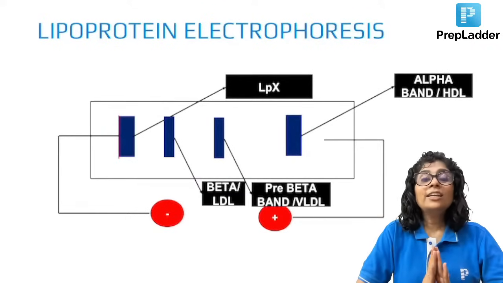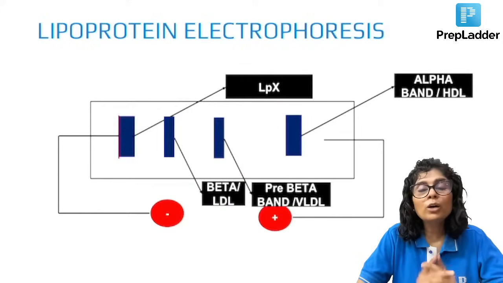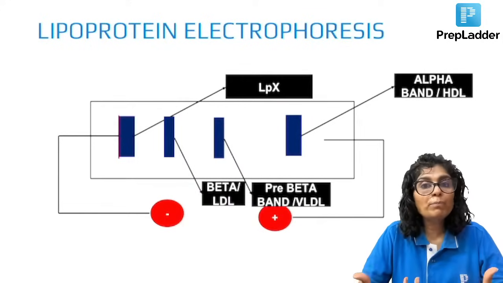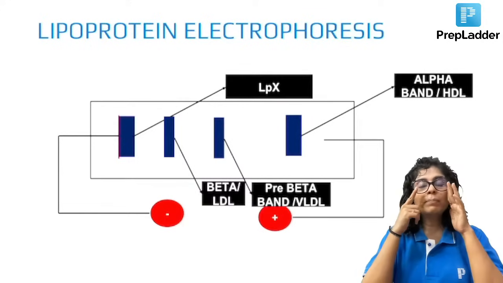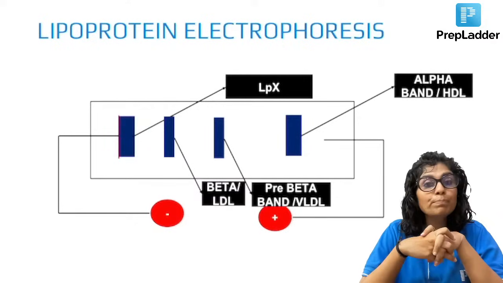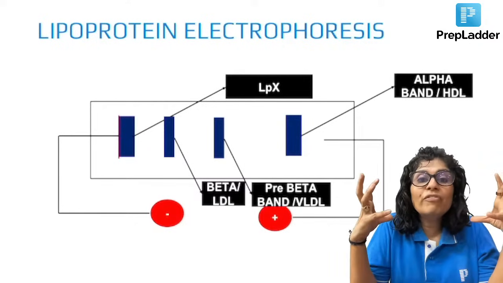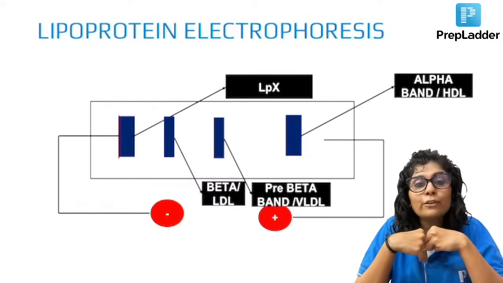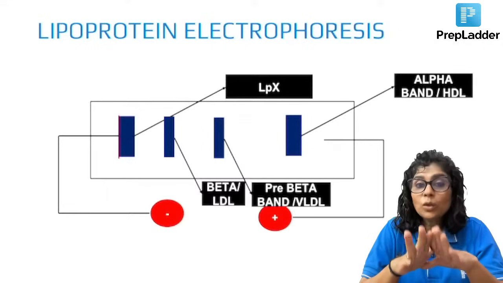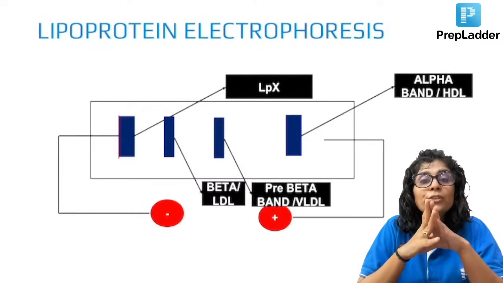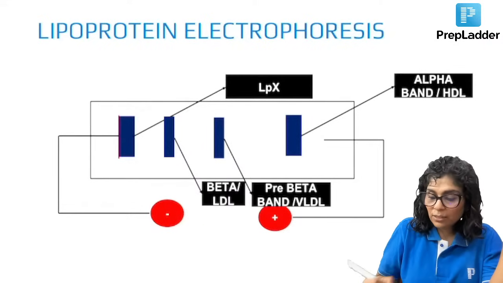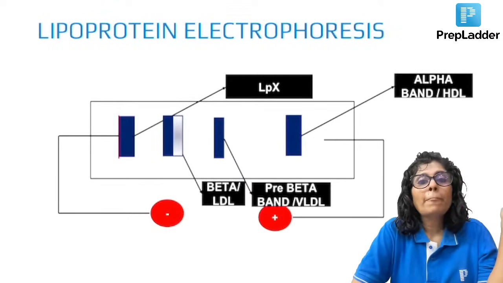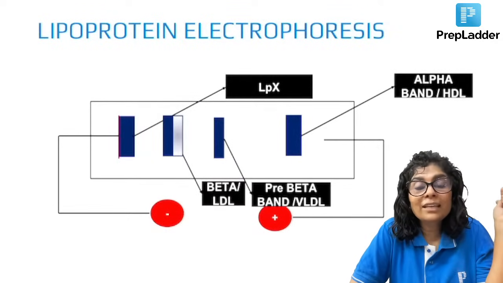I did not mention anything about remnant lipoproteins because the concentration of remnants in a normal person is too low to be detected on electrophoresis. Otherwise, if you detect them based on the migration, this is where you should see the band. Can you see a gray band that I've drawn here?